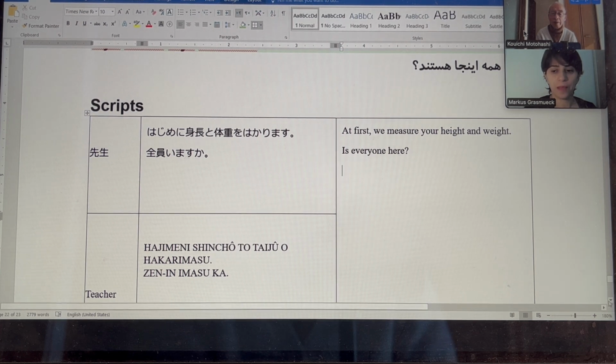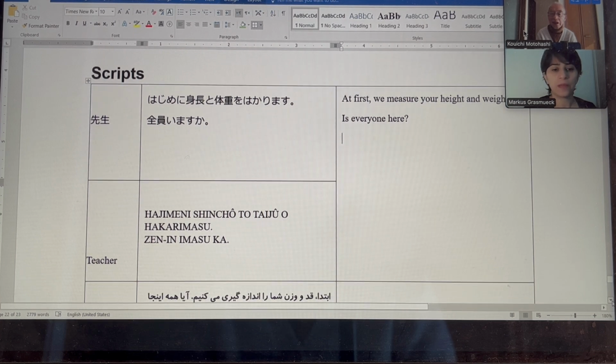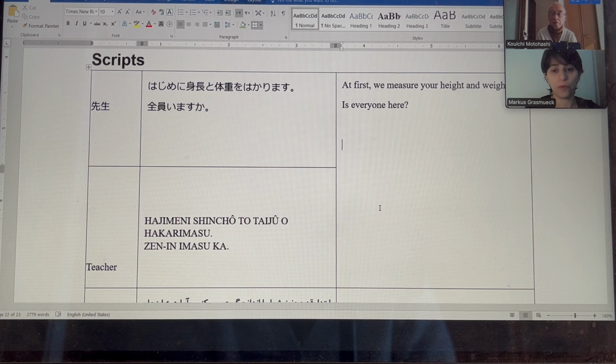So, you know all the words in English? Is the English sentence clear for you, Koichi-san? Yes. Okay. So, in Persian, let me first tell you the words, and then we put the new words into the Persian sentence structure. Okay?